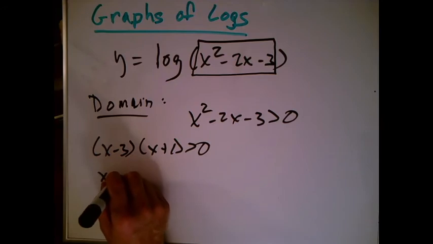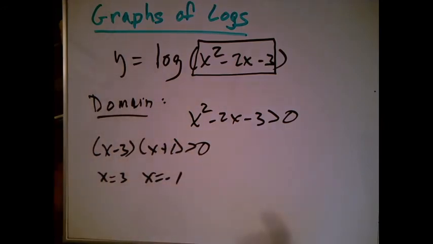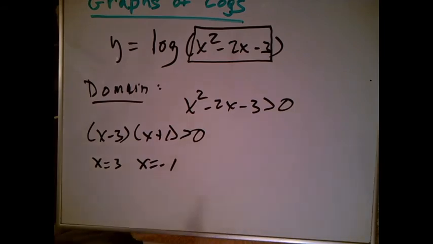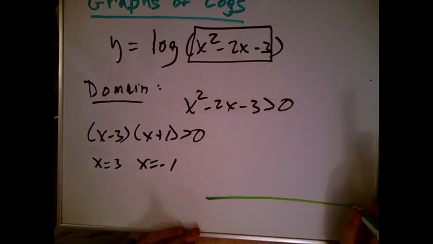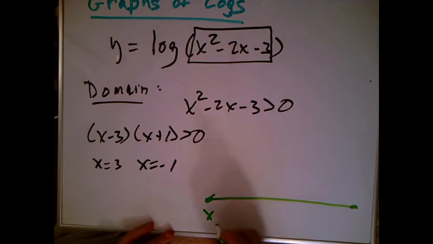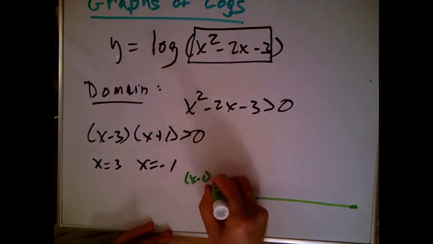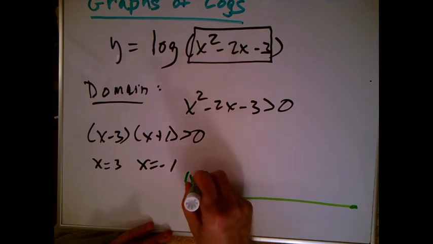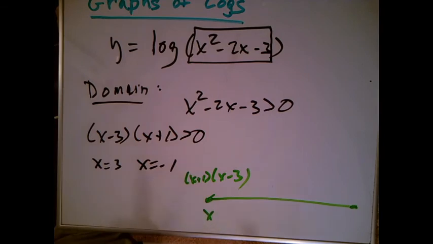So I'm going to get x equals 3. I'm going to get x equals minus 1, and those are the numbers that are going to go on my number line. So let's see here. I'm hoping the screen shows up. We'll see. There. Green for my number line. Right, the x values are going to go here. The function is just going to go here. x plus 1. x minus 3. The numbers go on there.